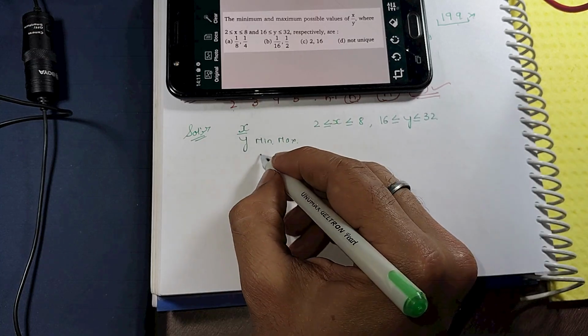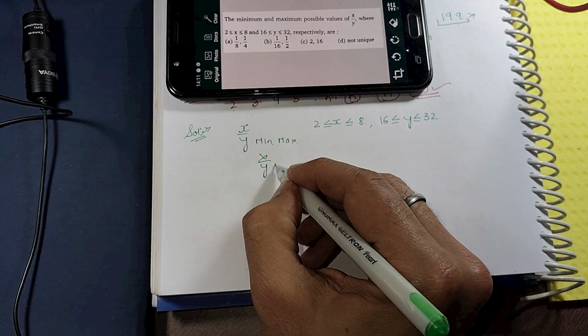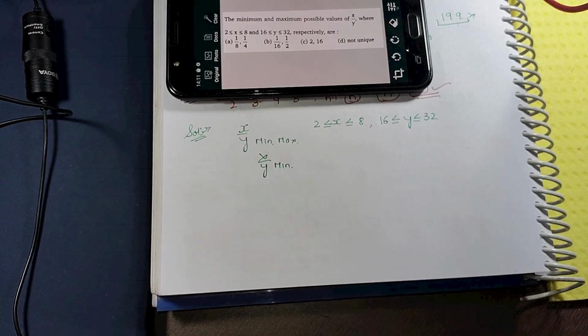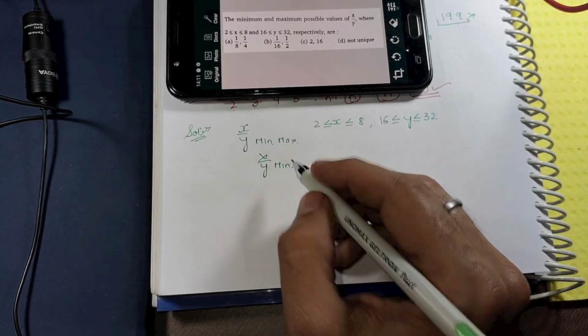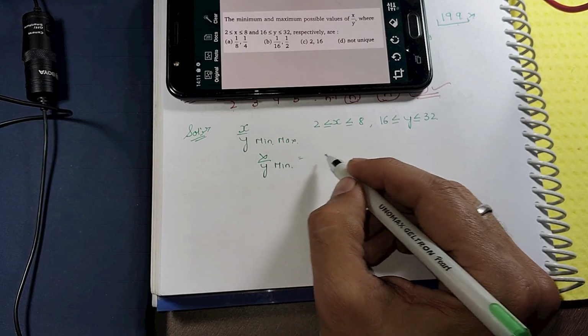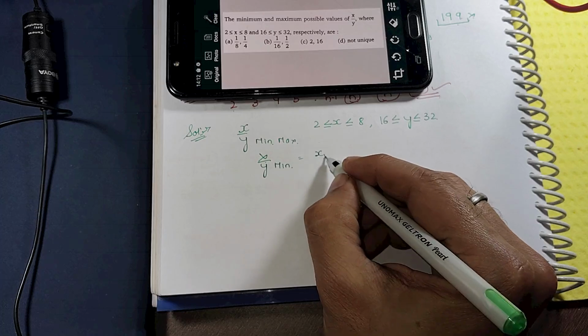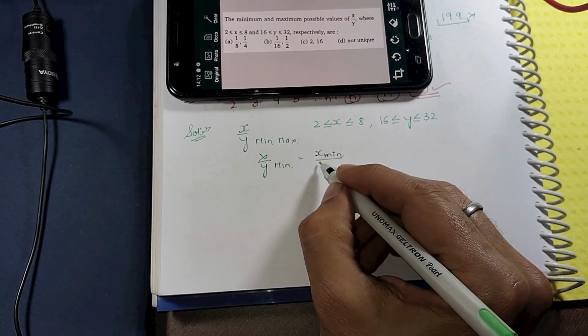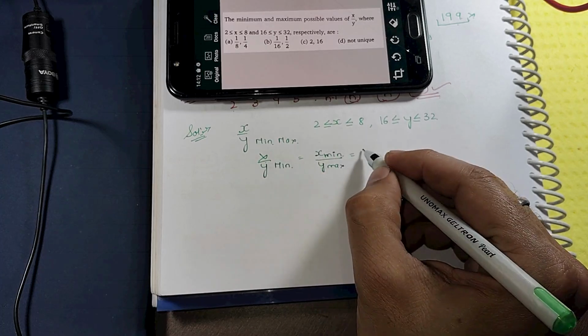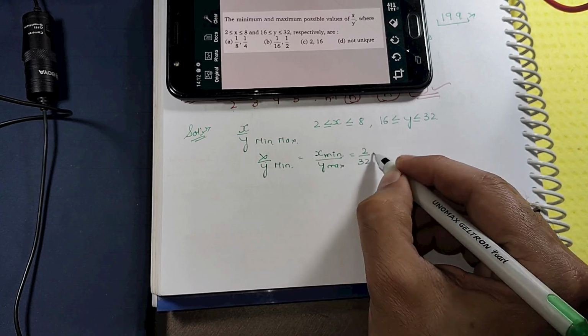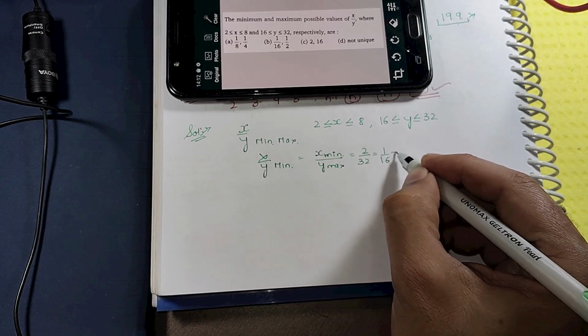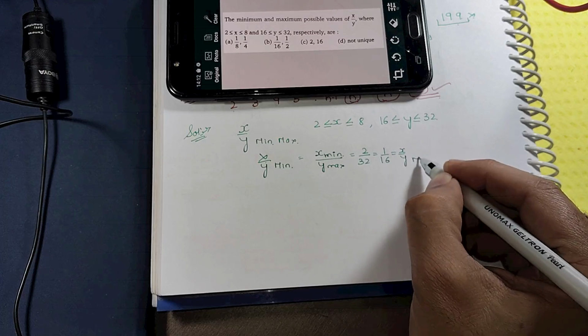Now first of all we will find the minimum value of x by y. So in what scenario can it be the minimum? It can be minimum only when the numerator is minimum and the denominator is maximum. So this can be found when x is minimum and y is maximum. x minimum is 2 and y max is 32, so this will be 1 by 16. So this is the value of x by y minimum.